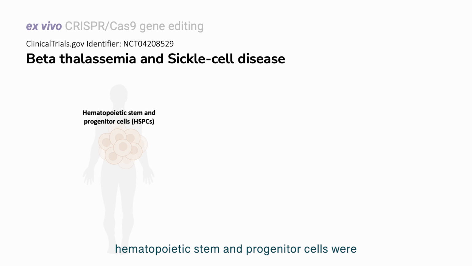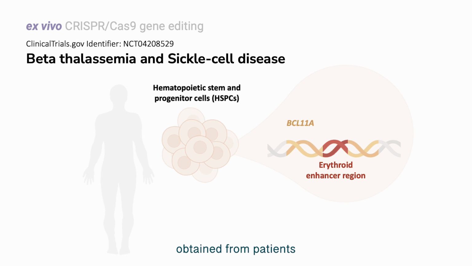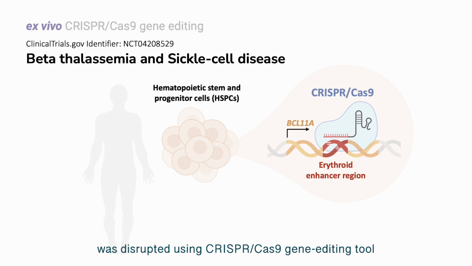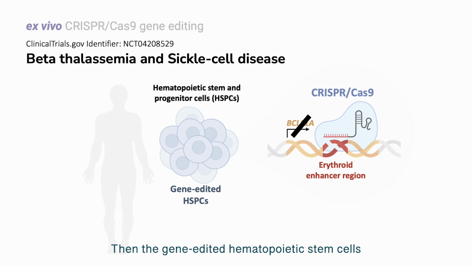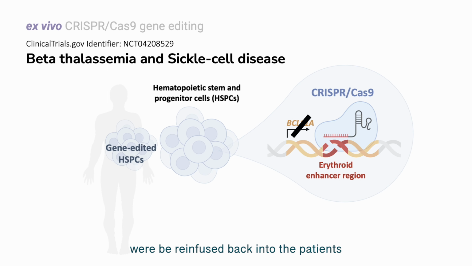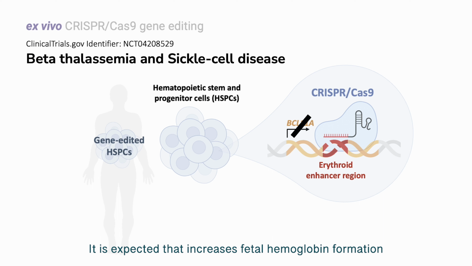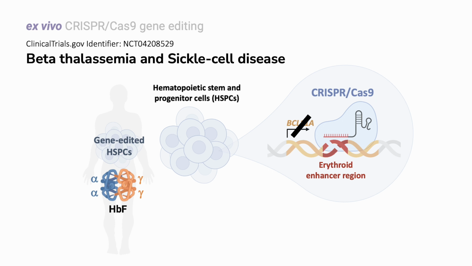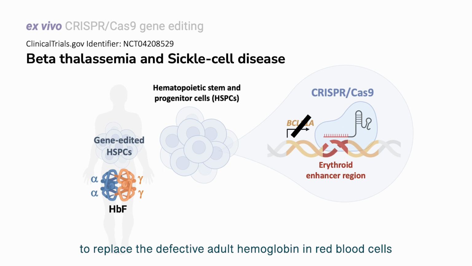In this clinical trial, hematopoietic stem and progenitor cells were obtained from patients. Through gene editing, BCL11A is normally expressed in other cells, but the erythroid-specific enhancer region of BCL11A is disrupted using the CRISPR-Cas9 gene editing tool, resulting in blocked BCL11A gene expression. The gene-edited hematopoietic stem cells were reinfused back into the patients. It is expected that this increases fetal hemoglobin formation. After birth, patients can rely on fetal hemoglobin to replace the defective adult hemoglobin in red blood cells. This strategy can also be used to treat beta thalassemia and sickle cell disease.